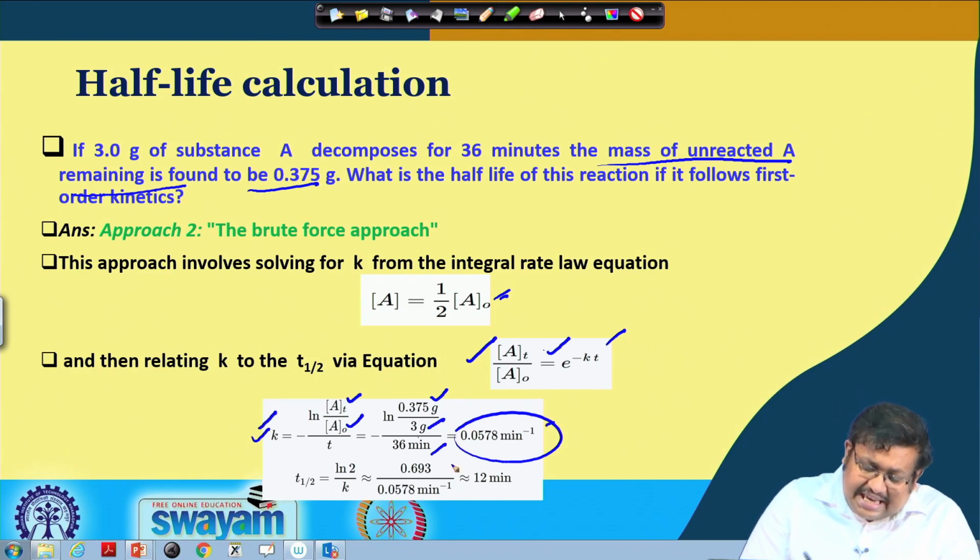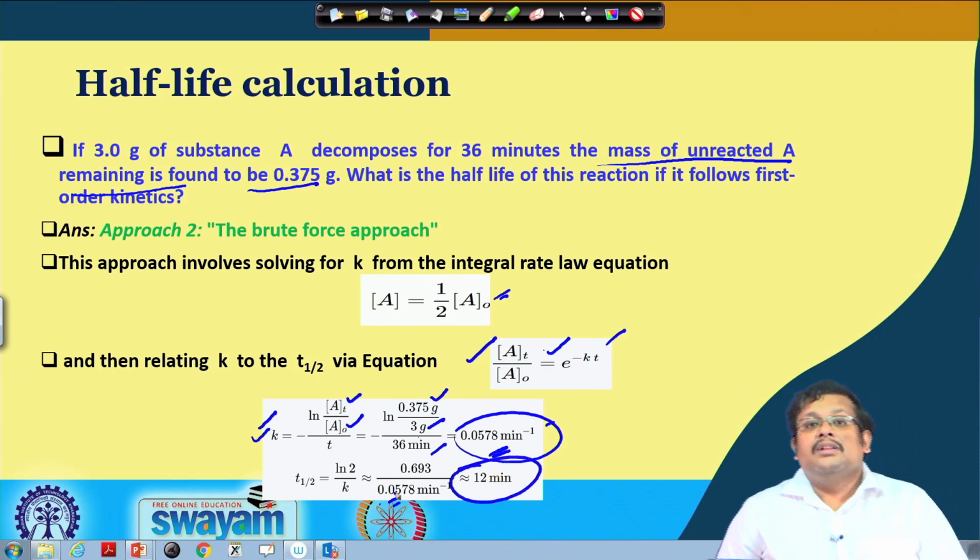Now, if we put this k value into the main relationship of the half life, which is t half equal to logarithm of 2 by k, that is 0.693 divided by 0.0578, ultimately it will give you 12 minutes.